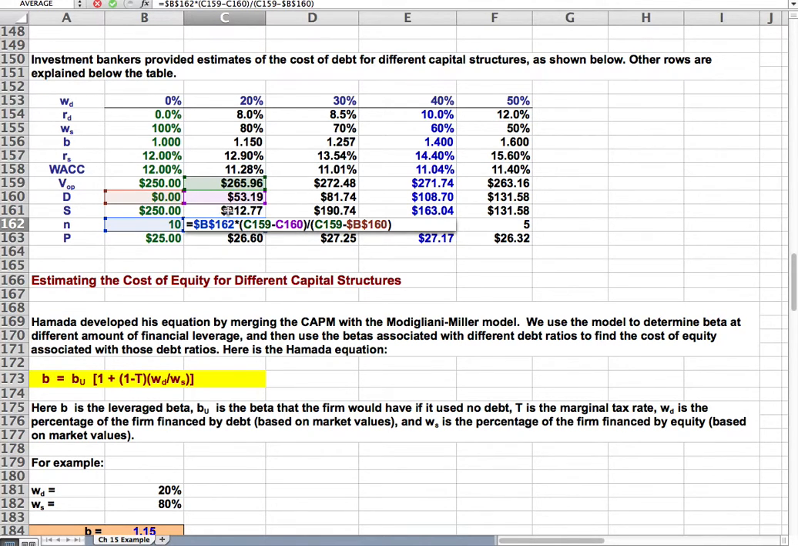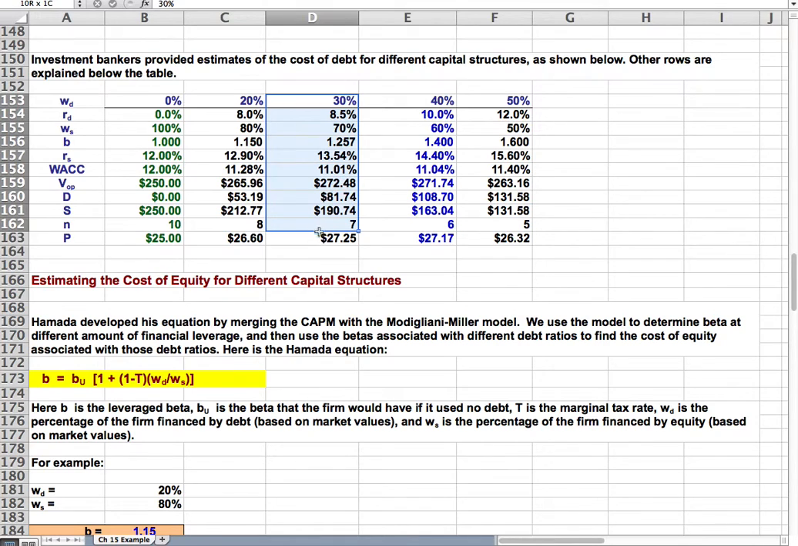So 212.77 is this whole number. And divide by C159, the 265 value, minus B160, which is the value of debt here. So we get the number of shares, and when we divide the value of the equity divided the number of shares, we get a price per share.